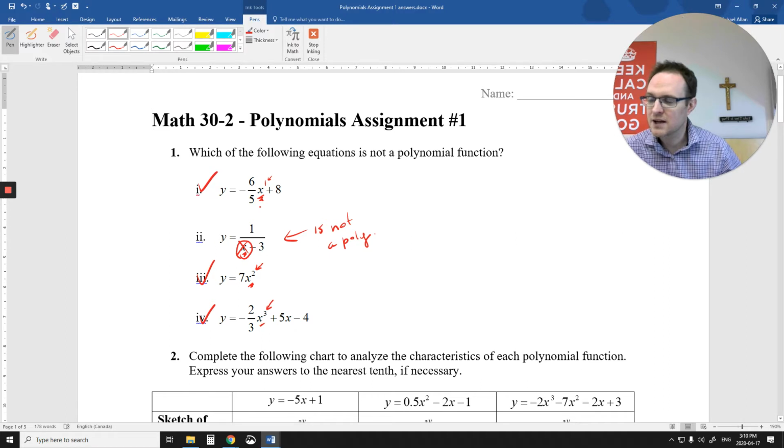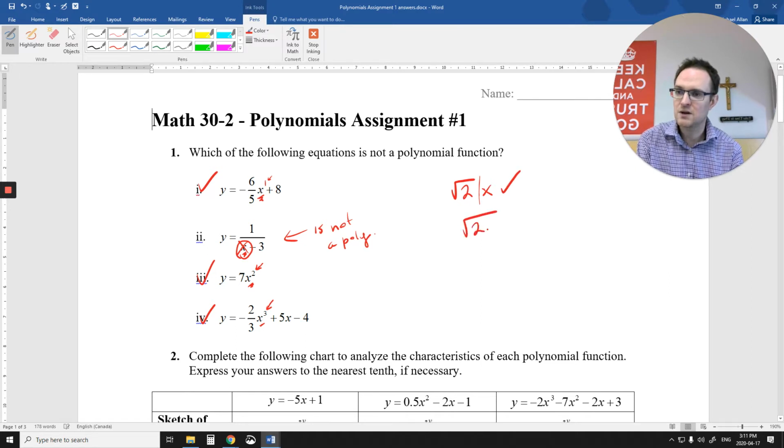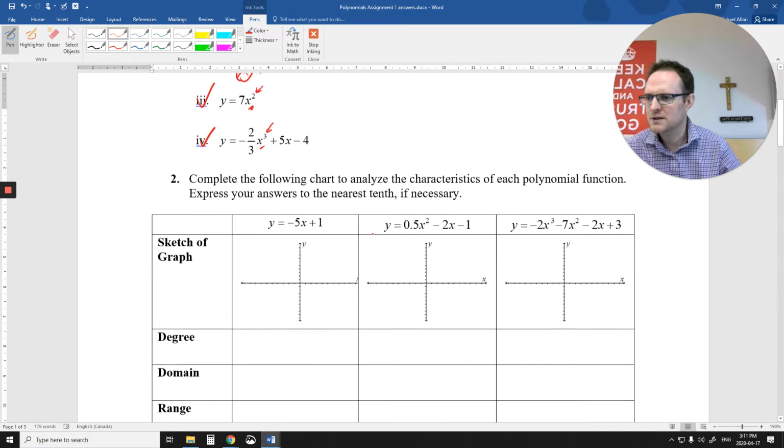All the other numbers, it doesn't really matter what those numbers are. As long as they're real numbers, you're fine. So 6 over 5 is a great number. 2 over 3 is a fine number. Even something like the square root of 2 is fine, as long as the x is not inside, as long as these two things are separated. But as soon as you start putting the x underneath the radical sign, that's not good, right? So just be very careful about those things.